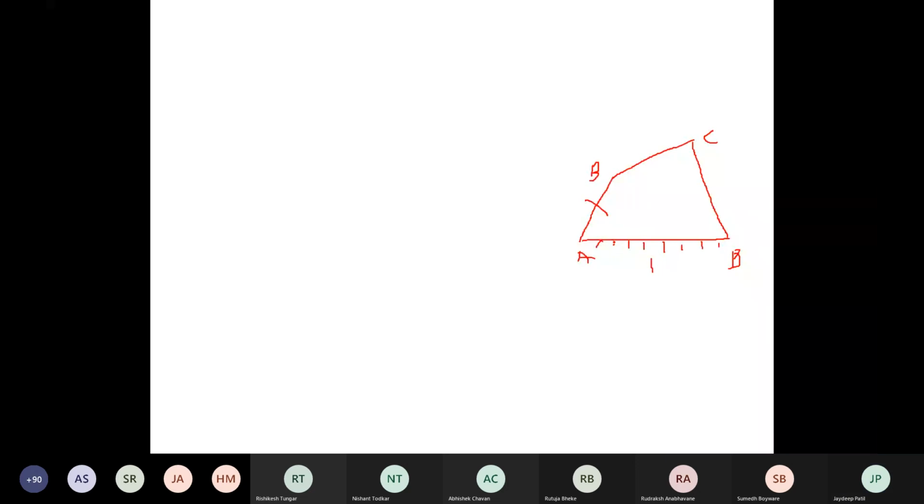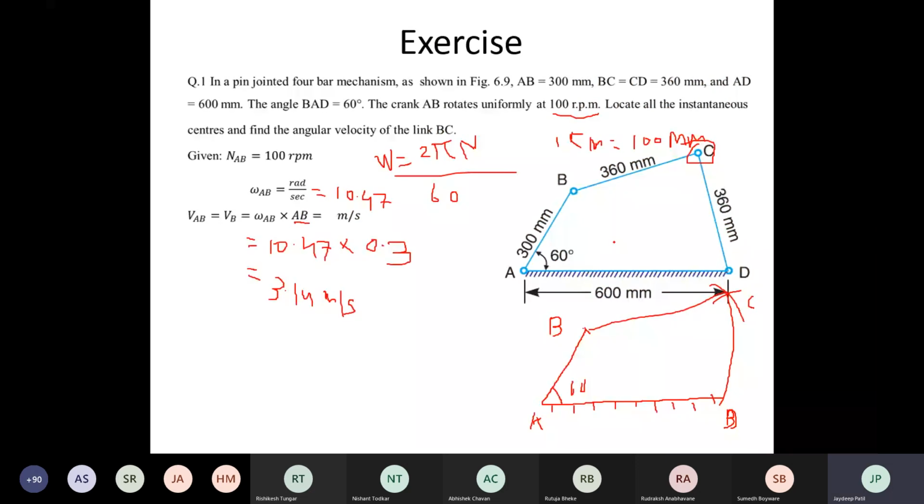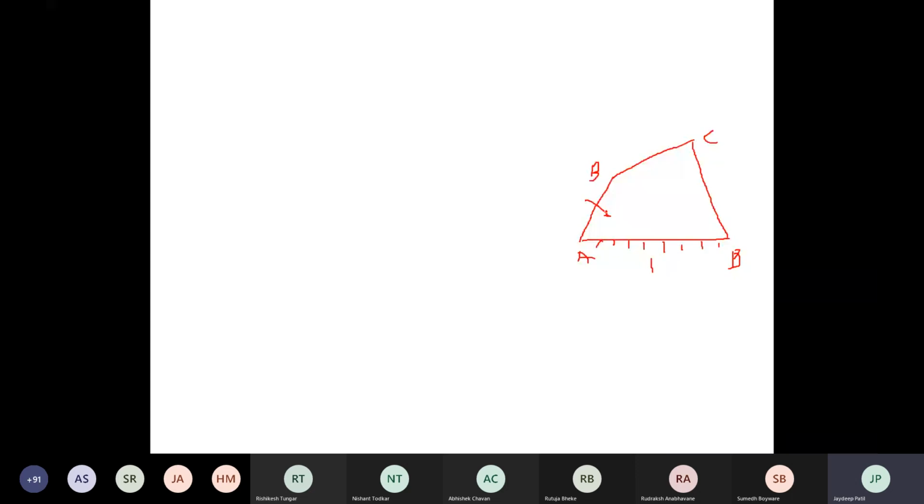Okay. If you see this problem, the crank AB rotates uniformly at 100 RPM, but in which direction, clockwise or anti-clockwise? It is not mentioned. You have to consider it is rotated in clockwise direction. Okay. Suppose it is rotated in clockwise direction, this link is your input link. You have to mark the number to this input link as 2. Next, third number for which link?